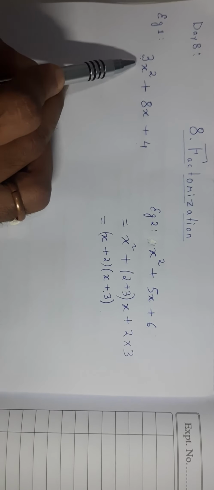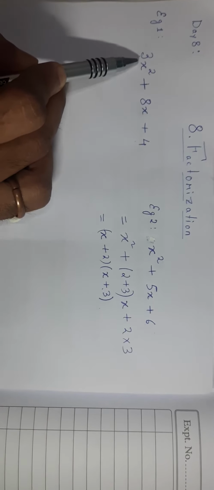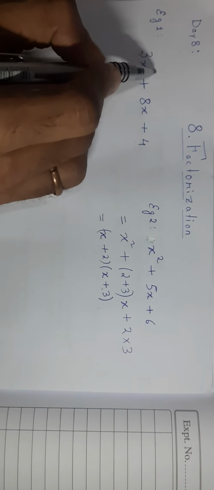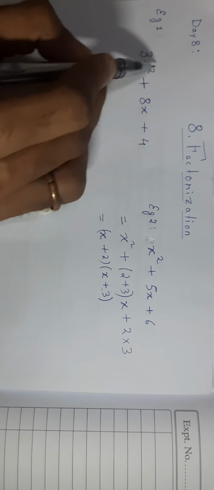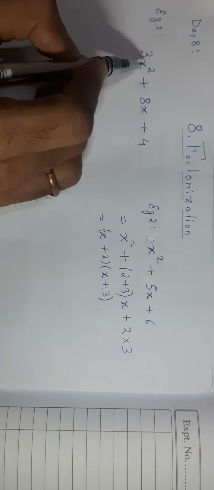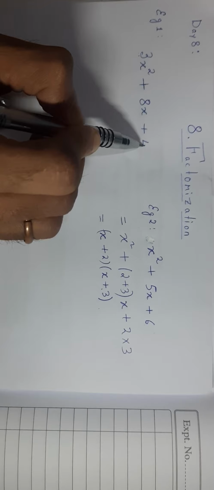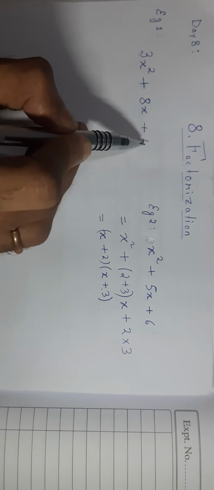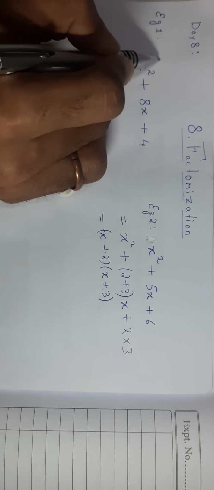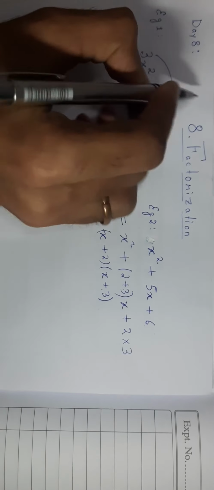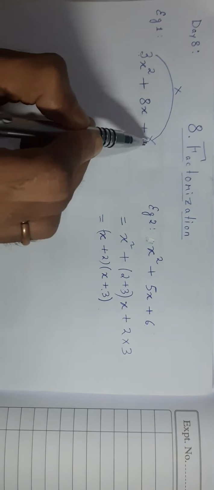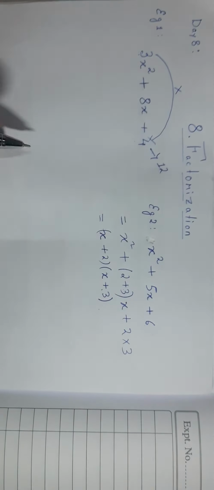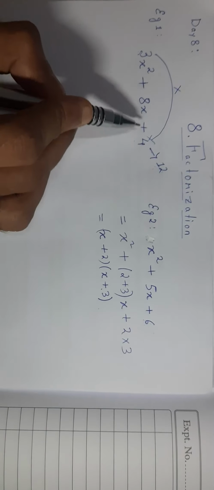So in this case, what I'll do, I'll multiply this coefficient of x square with the last term to get my last term. Repeating, to get the last term, I'll multiply the coefficient of x square, which is 3, with the last term, that is 3 into 4, which will give me 12. Now we'll start splitting.